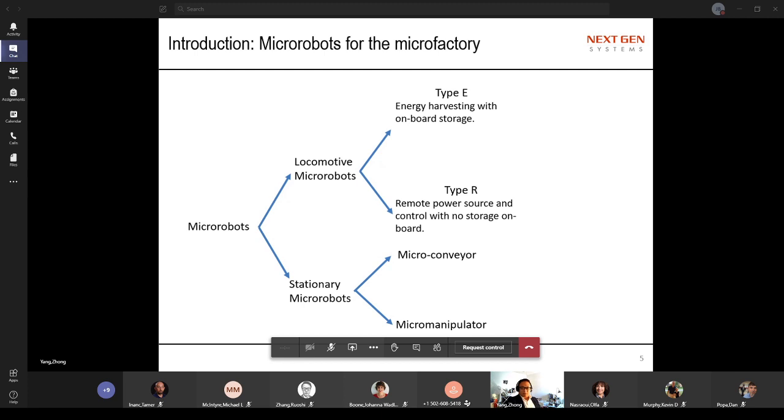For the stationary microrobot, there are two subtypes. One is the micro conveyor, which will transport the raw material to the assembler, and the other is a micro manipulator, which will operate, manipulate and assemble those particles together to get the structure we desired.